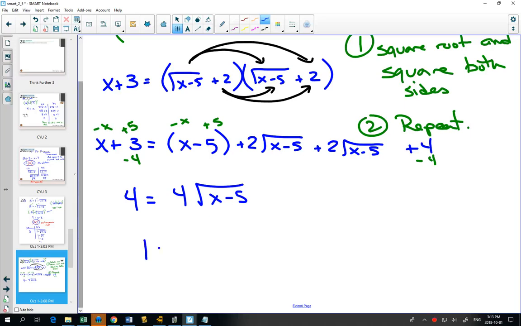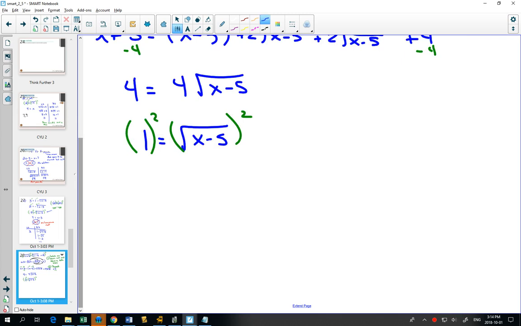That will give me 1 equals the square root of x minus 5. Square both sides. Careful here. For whatever reason, 1 squared often turns into 2. But check, what's 1 times 1? 1. Add 5 to both sides. And we get x equals 6.